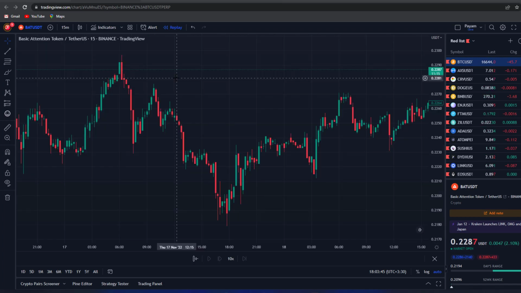Today I have brought you Basic Attention Coin, BAT USDT. We are on the chart. Again, we have the 15-minute time frame, which is, I think, one of the most used time frames that we have had in our channel. We are on the normal candles. There's no need to change this one to Heiken Ashi.